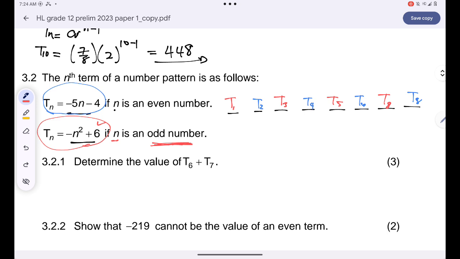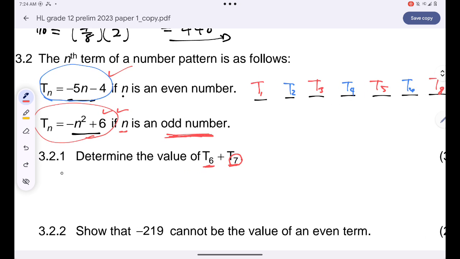Those are odd numbers. And then 2, 4, 6, 8, 10, 12, etc. Those are even numbers. So if I want to find, for example, the first question, they want me to find the sum of the 6th term and the 7th term. Are you together? 6 is an even number, so I will use this general formula to determine the 6th term, and I will use the other general formula to determine the 7th term, because 7 is an odd number.